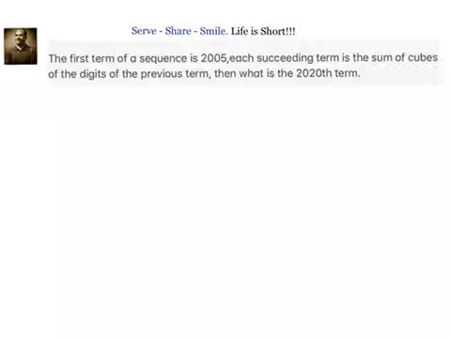So let us understand. First, let's write down the first term of the sequence, that is 2005. They said that the next term is the sum of cubes of the digits of the previous term, that is nothing but 2 cube plus 0 cube plus 0 cube plus 5 cube. So let us see what this value is. That will be 2 cube plus 5 cube, 8 plus 125, that is 133.